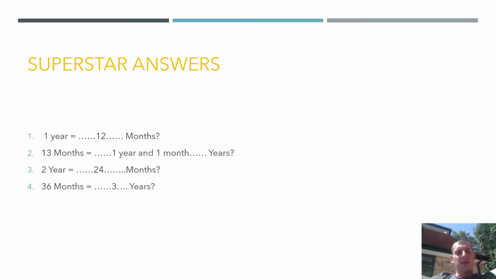And then 36 months is equal to 3 years. So 1 year is 12 months, 2 years is 24 months, and 3 years is 36 months. Now, Superstars, if you didn't quite get that right, don't worry about it. Maybe watch the video again, or I would suggest sending me an email so I can give you some extra support. Right, we're now going to move on to the Bluezone question.